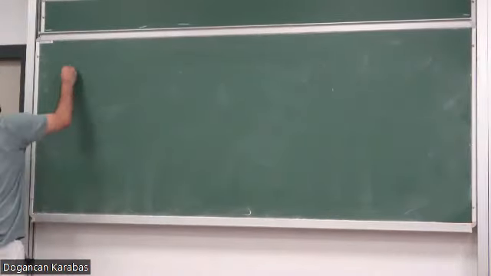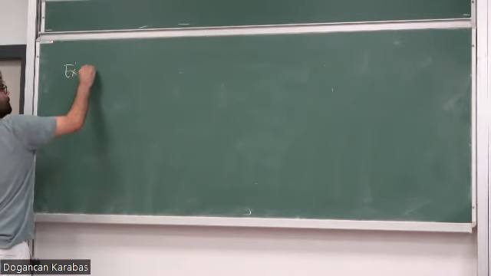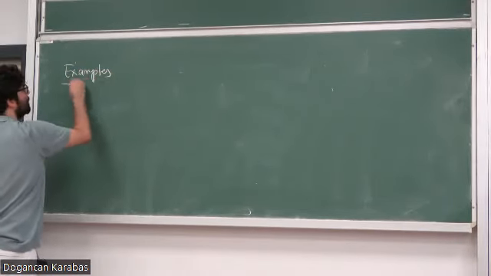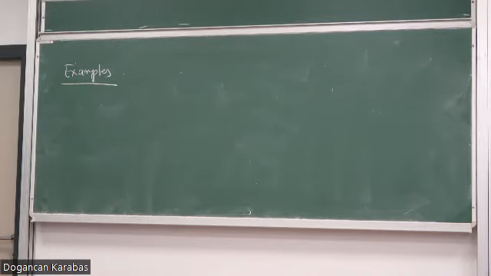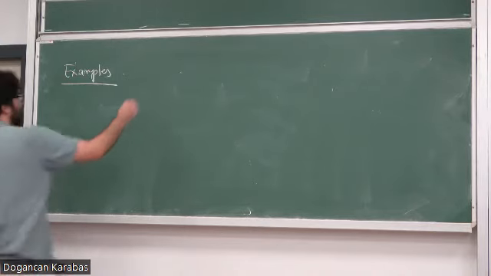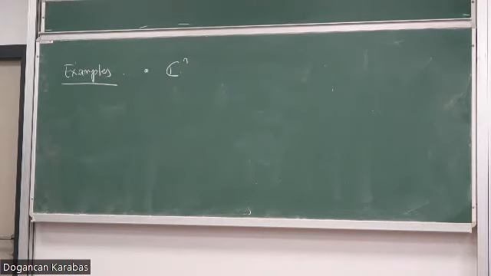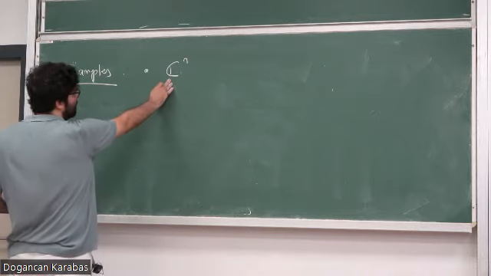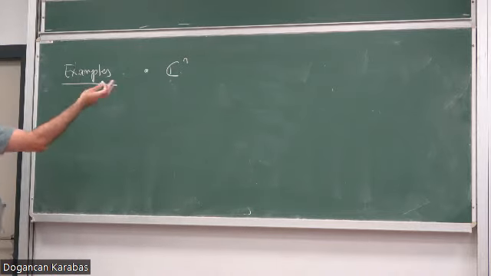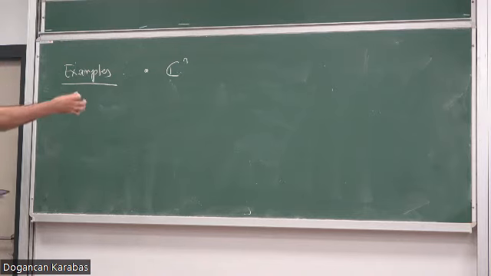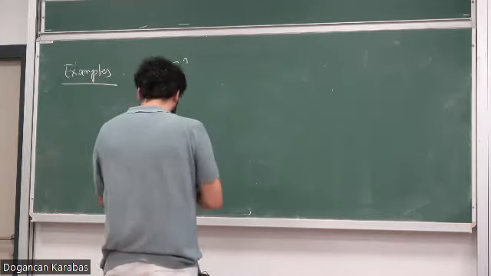Okay, so now some examples. The main example is Cn. Cn is a complex manifold in a natural way, and it gives rise to a real manifold with this operator J. I just wrote the local formulas, which are all the formulas here for defining the structure.